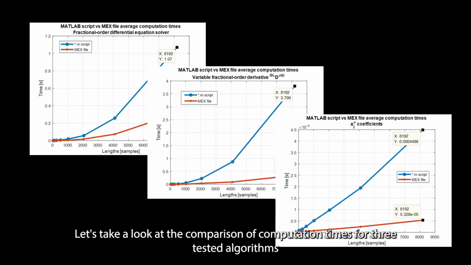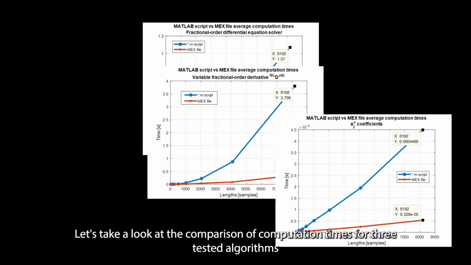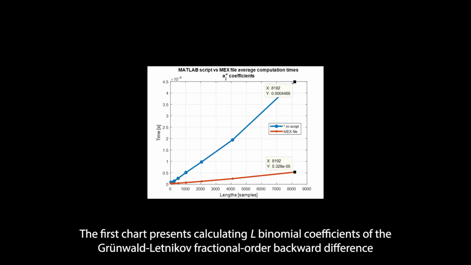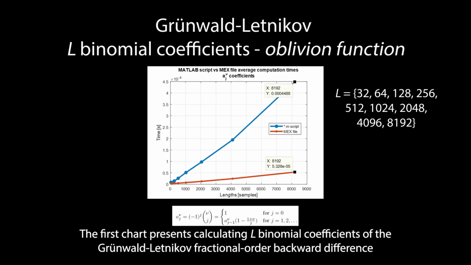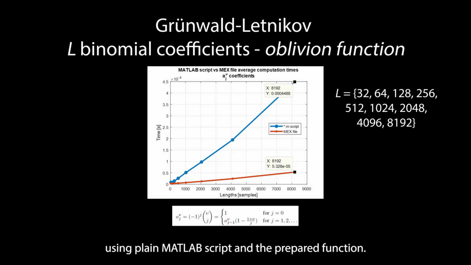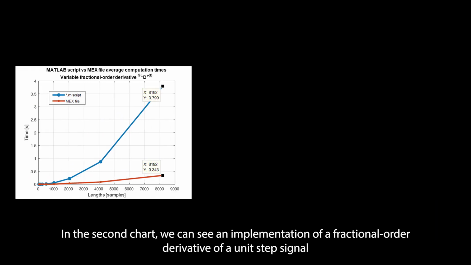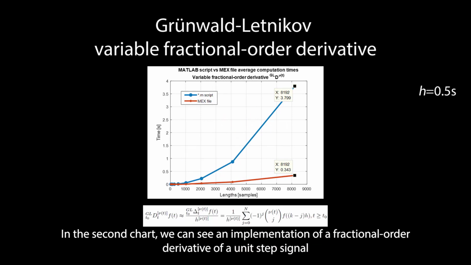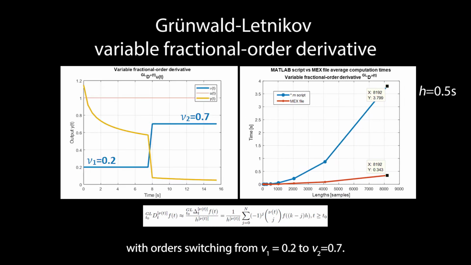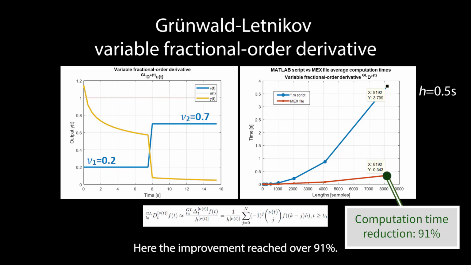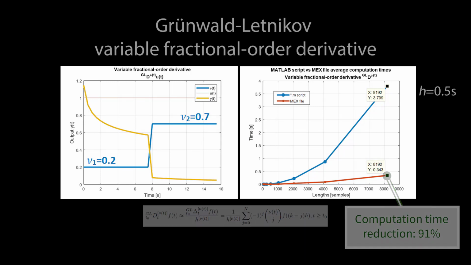Let's take a look at the comparison of computation times for 3 tested algorithms. The first chart presents calculating L binomial coefficients of the Grunwald-Letnikov fractional order backward difference using plain MATLAB script and the prepared function. The proposed implementation ran over 88% faster. In the second chart, we can see an implementation of fractional order derivative of a unit step signal with order switching from Ni1 0.2 to Ni2 0.7. Here the improvement reached over 91%.